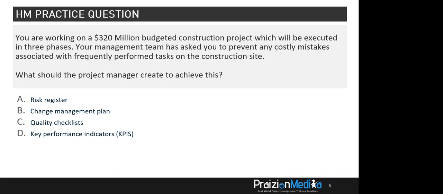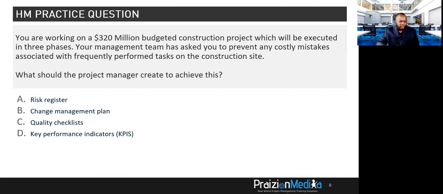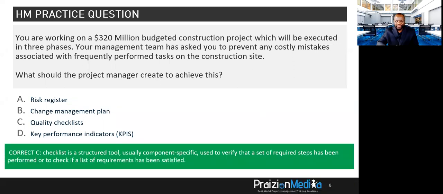All right, 3, 2, and 1. Let's end the poll. Share the results. Rather polarized here. The majority have gone for option C, and that is because quality checklist is the best answer. KPIs are after the fact. The risk register is only going to help you identify what could go wrong, but it's not going to be a proactive action to prevent.